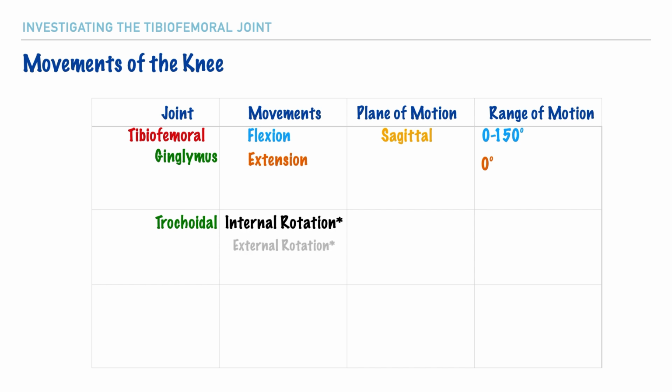But it's important to notice the asterisks on these movements, because the internal and external rotation that is mentioned here isn't the same as what is seen in other joints. This rotation occurs as a result of either flexion or extension. And lastly, we also have the patellofemoral joint to consider, which we can refer to as an arthroidal joint. And the movements here are gliding motions that either occur superiorly or inferiorly with the knee's primary movements.